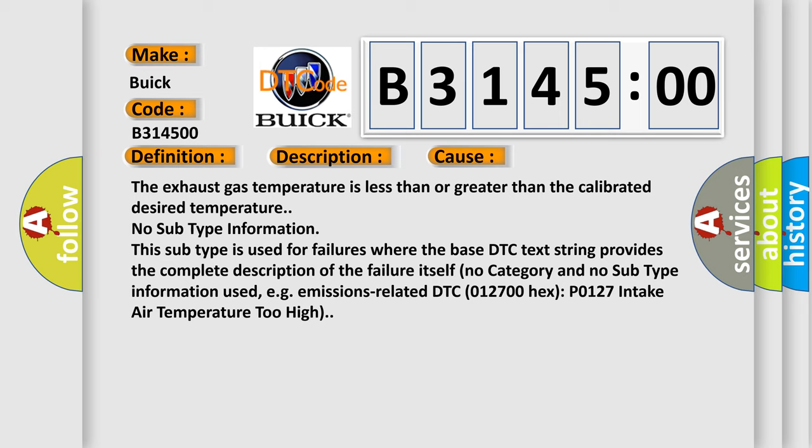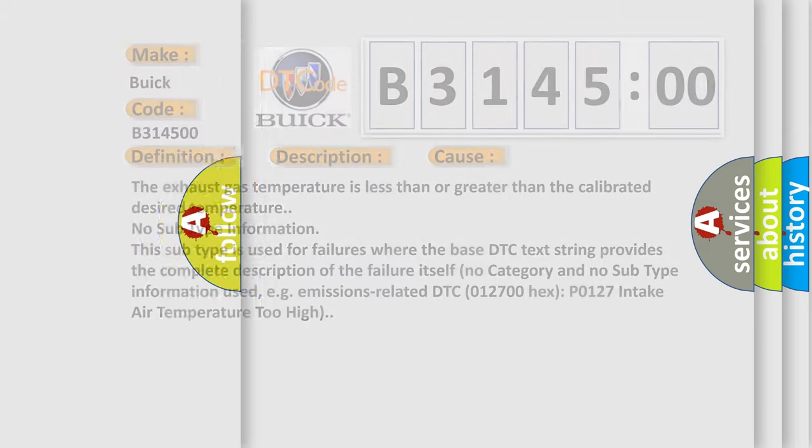This diagnostic error occurs most often in these cases. The exhaust gas temperature is less than or greater than the calibrated desired temperature. No subtype information. This subtype is used for failures where the base DTC text string provides the complete description of the failure itself. No category and no subtype information used, e.g. emissions related DTC 012700 hex P0127 intake air temperature too high.